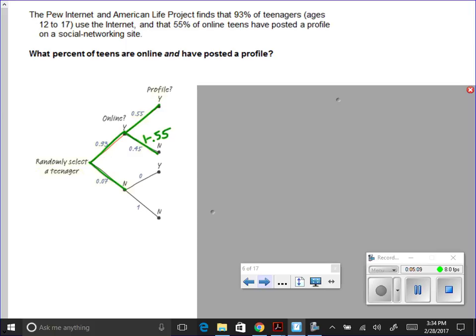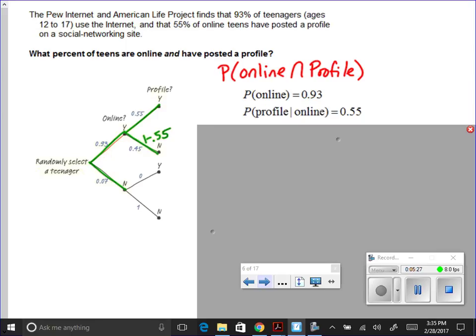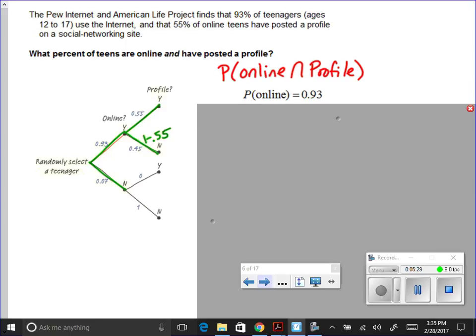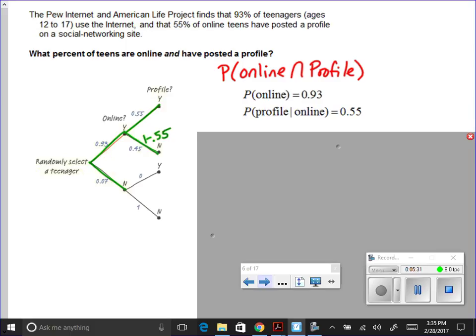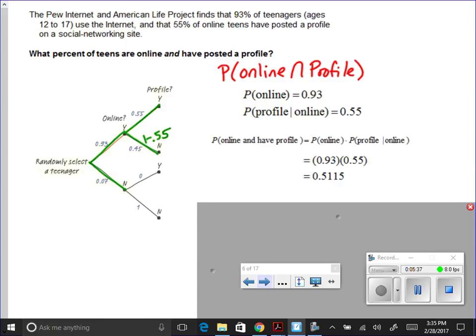To answer this question, we're doing online and have posted a profile. So the probability of online and profile. The probability of being online is 0.93. The probability of having a profile, given that they're online, is 0.55. So we just multiply these together to get the probability of both.